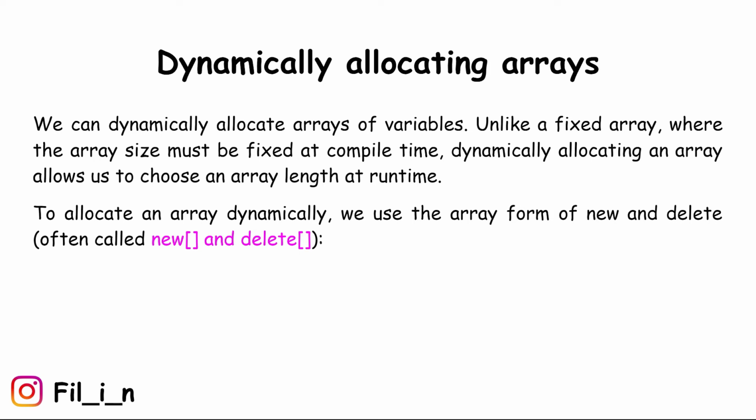Unlike a fixed array, where the array size must be fixed at compile time, dynamically allocating an array allows us to choose an array length at runtime. To allocate an array dynamically, we use the array form of new and delete, often called new[] and delete[].